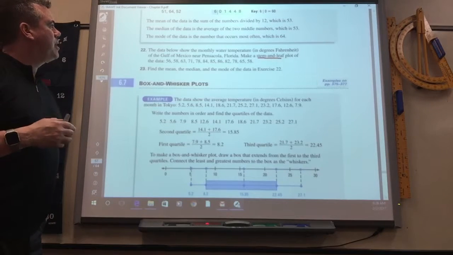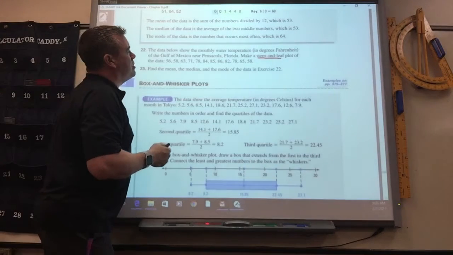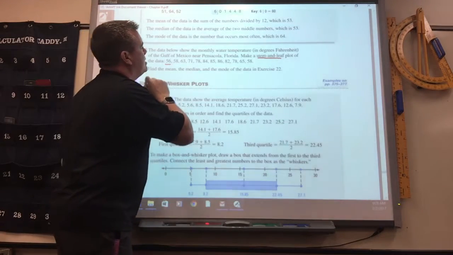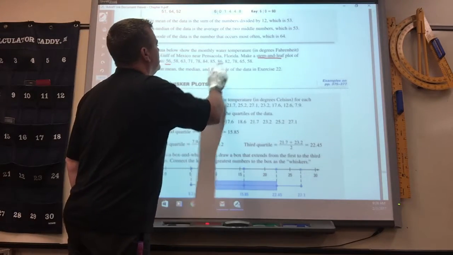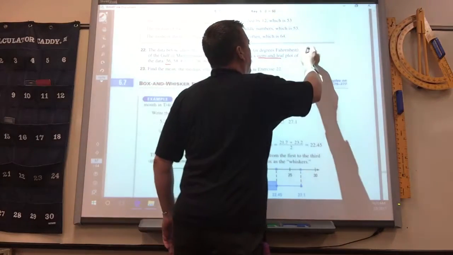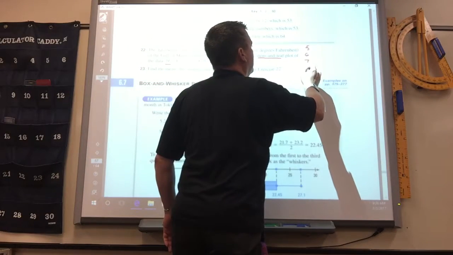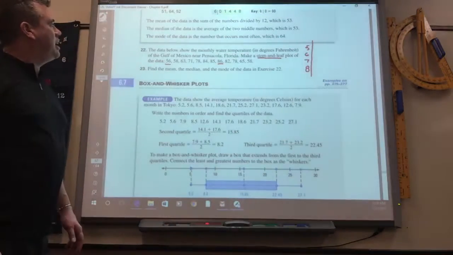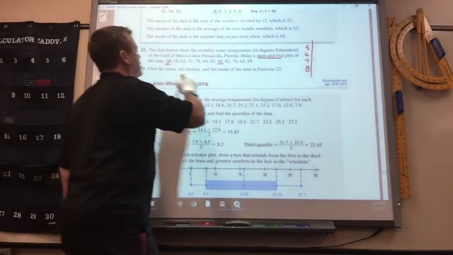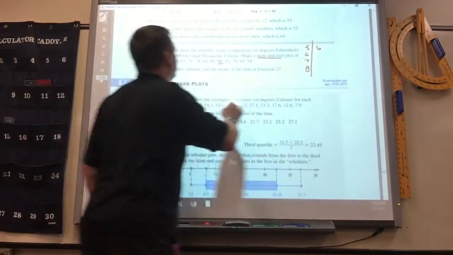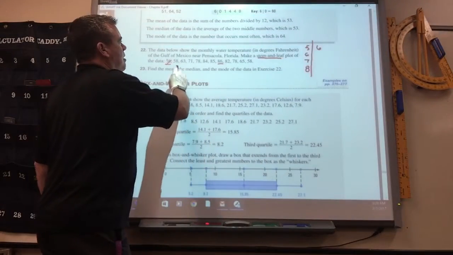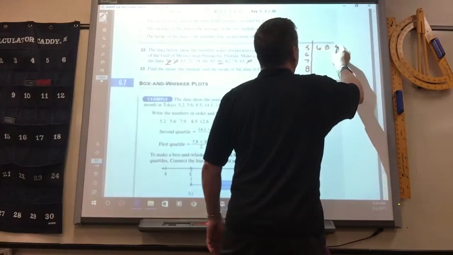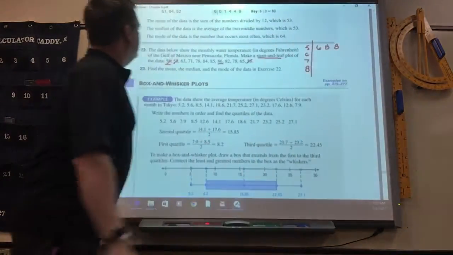So, the smallest number is 56. The biggest is 86. So we gotta start at 5 and go to 8. So then we can put them in order. There's 56, so you put a 6 there. 2 58s. And I think that's it for the 50s.